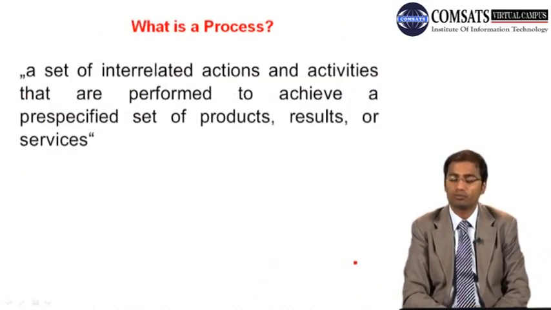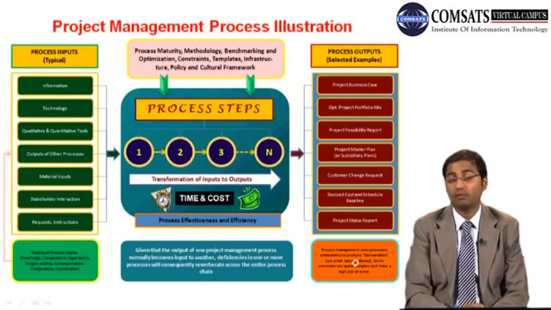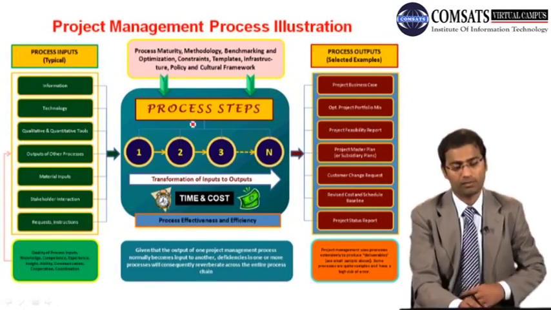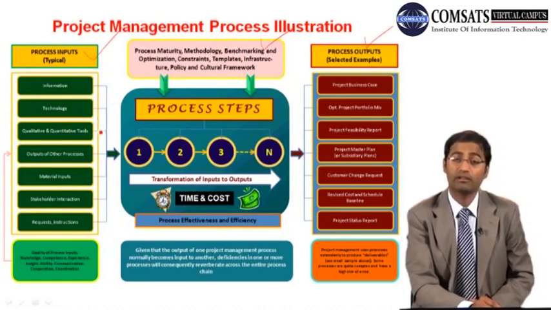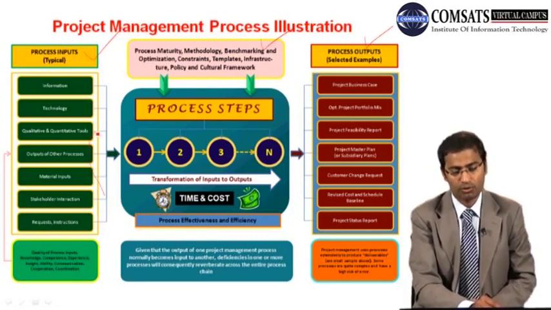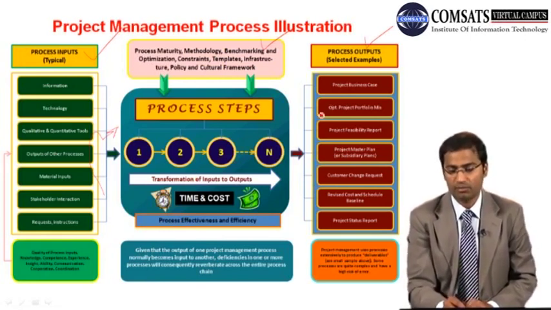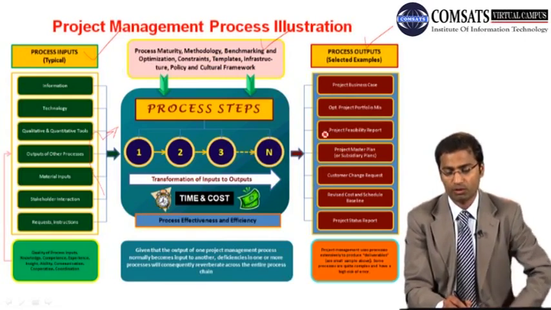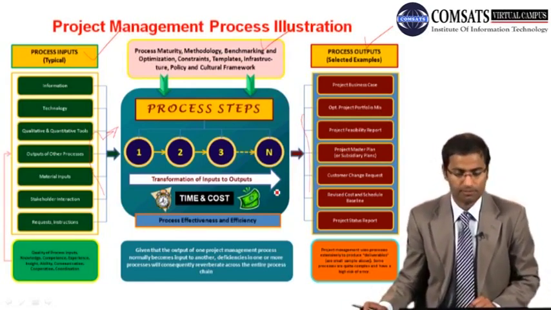And in the last, we will talk about what a process is: a set of interrelated actions and activities that are performed to achieve a pre-specified set of products, results, or services. One example of processes is the project management process, where there are a few inputs, then we apply some tools and techniques, and we get some outputs. The inputs are like information technology, qualitative and quantitative tools, outputs of other processes, material inputs, stakeholder interaction, and request interactions. All these are put in, and then we apply the necessary time, cost, resources, and some tools and techniques, and we get a business case, project portfolio mix, project feasibility report, master plan, customer change request, and stuff like that. So these reports are outputs. This is a very good example of a process.